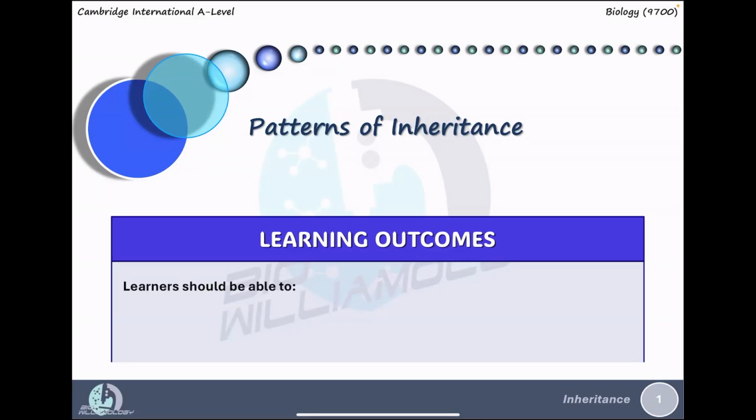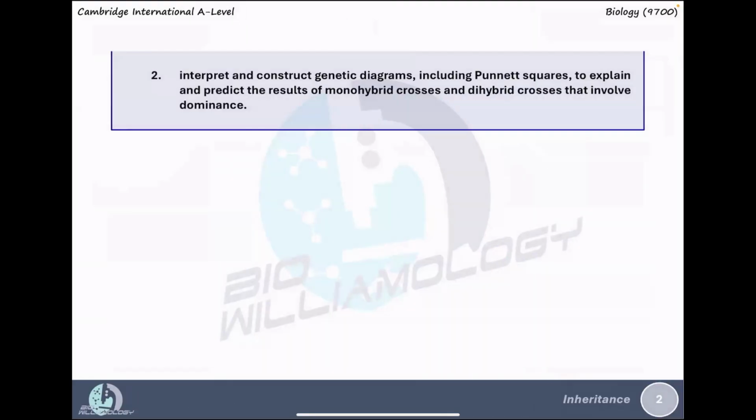In this lesson, we will explore the Mendelian patterns of inheritance. At the end of this lesson, you will be able to explain the terms F1 and F2, and interpret and construct genetic diagrams, including Punnett squares, to explain and predict the results of monohybrid crosses and dihybrid crosses that involve dominance.